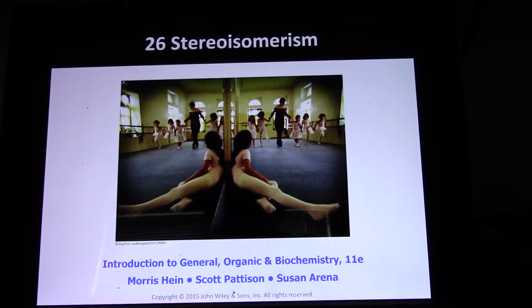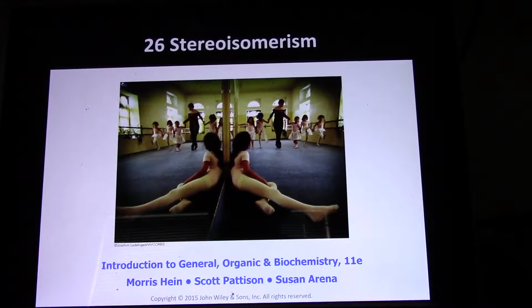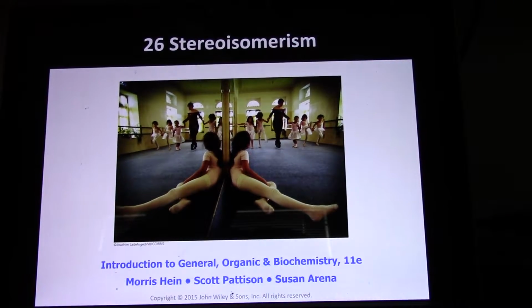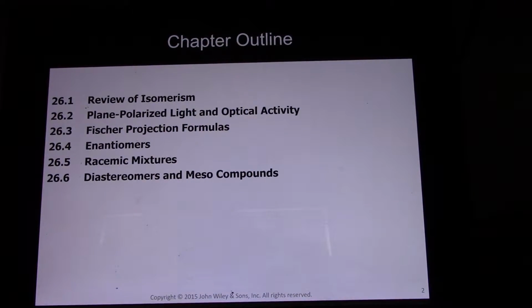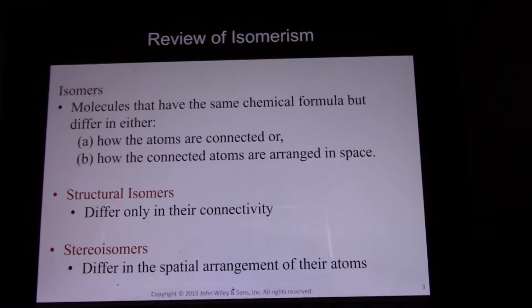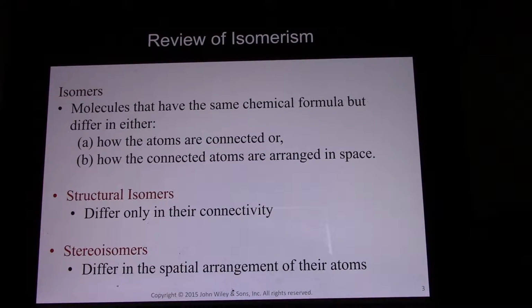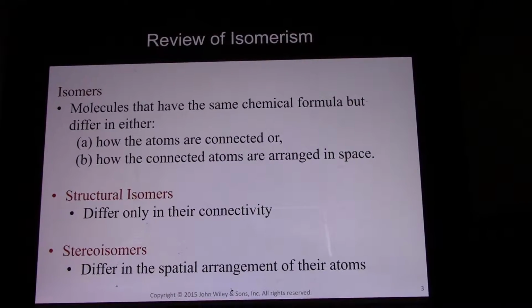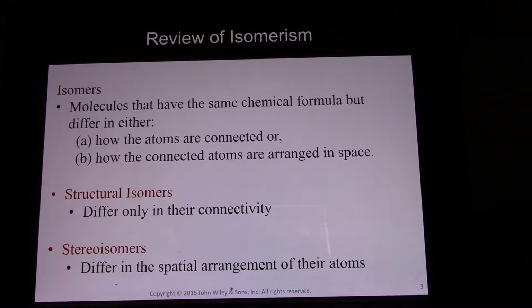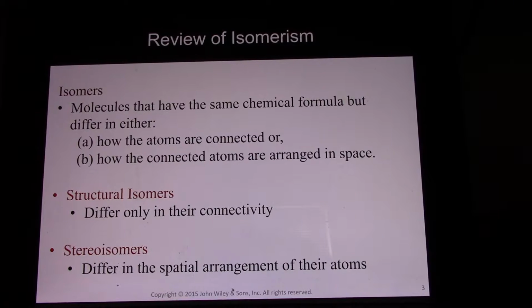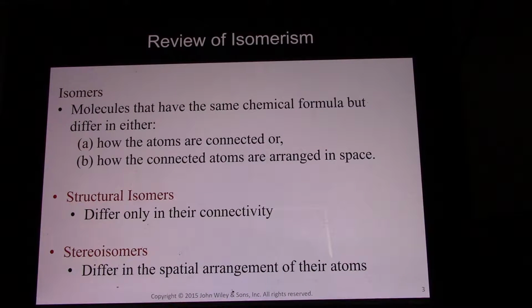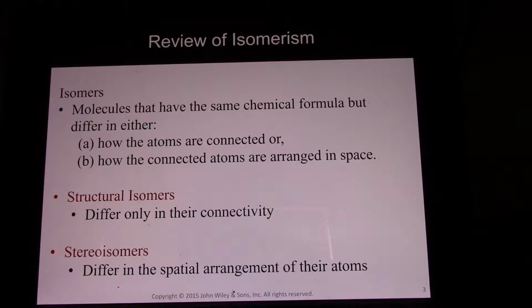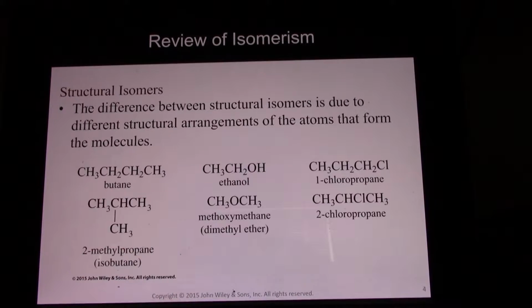Chapter 26, Stereoisomerism. Stereoisomers are mirror images of each other. So let's review isomers. We have molecules that have the same chemical formula, but they're different in either how the atoms are connected, which is a structural isomer, or how the atoms are arranged in space, which is a stereoisomer.